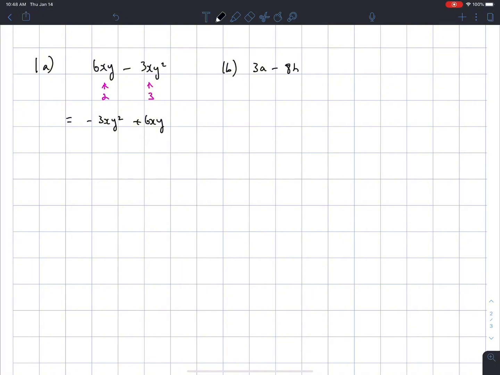3a minus 8b minus 5a plus 2b plus 3. Oops, I wrote down the wrong question. This is 2b. 1b is u squared plus 2w to the power 5 minus u squared w4 minus 3.